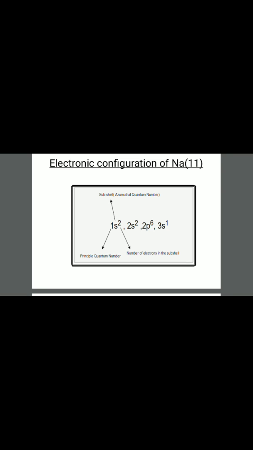What do these superscripts 2, 2, 6, 1 indicate? They indicate the number of electrons. And the integers written on the left of s and p are the principal quantum number. In 1s2, 1 is the principal quantum number, superscript 2 is the total number of electrons, and s is the subshell. This subshell tells about the azimuthal quantum number. If it is s, then azimuthal quantum number l is 0. If it is p, azimuthal quantum number l is 1.